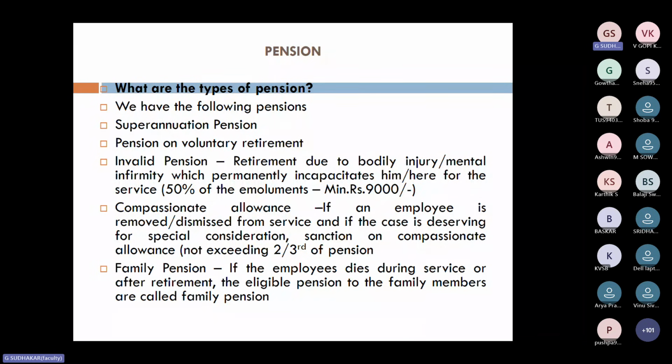So like that, it will come. In that case, the 30% family pension will be drawn by the legal heirs. So there are superannuation pension, voluntary pension, invalid pension, compassionate allowance pension, and family pension. These are all the types of pension.